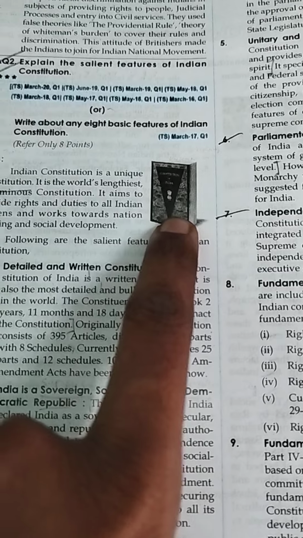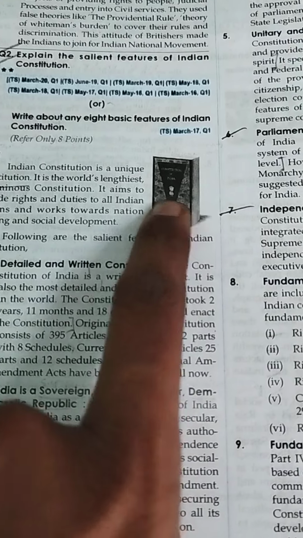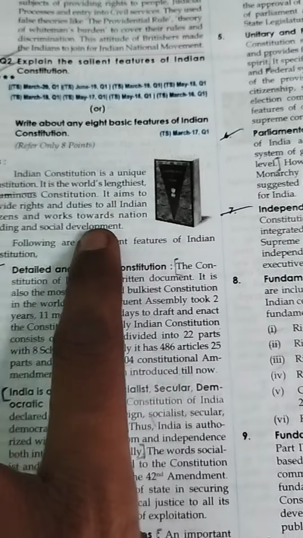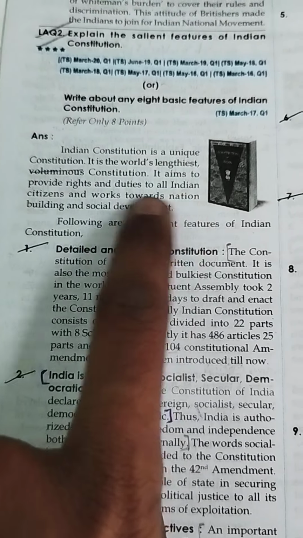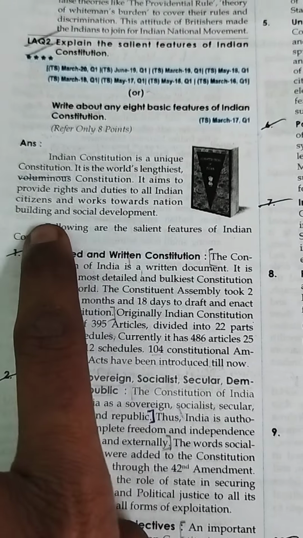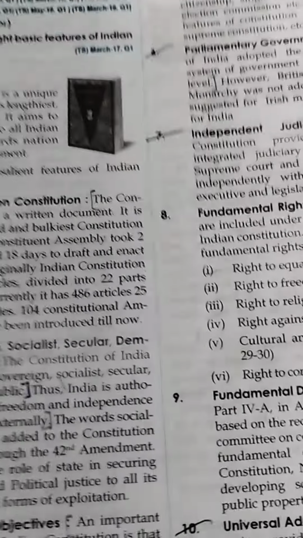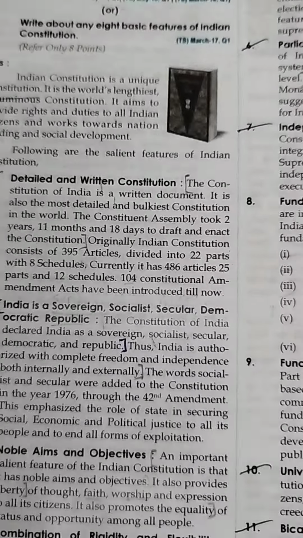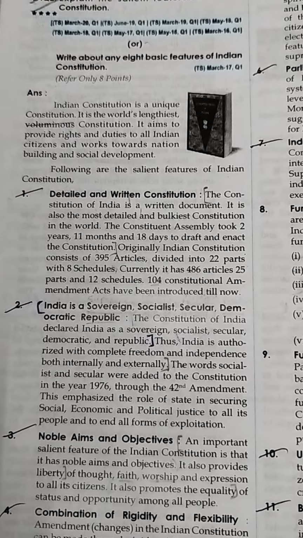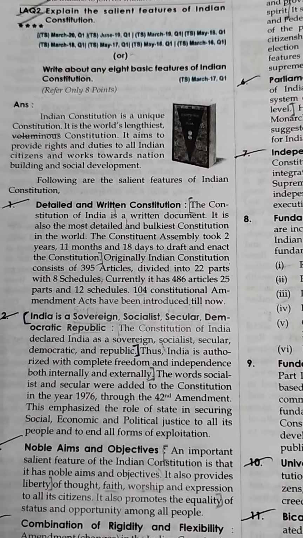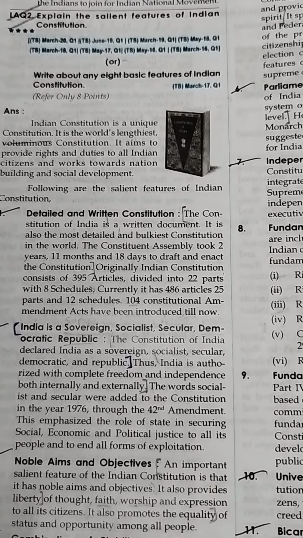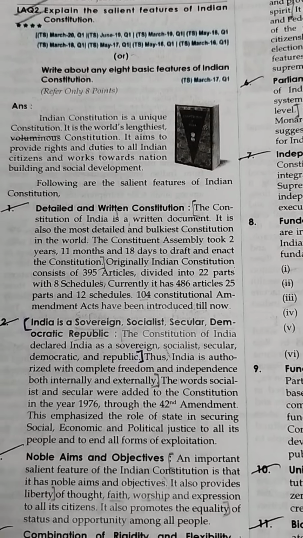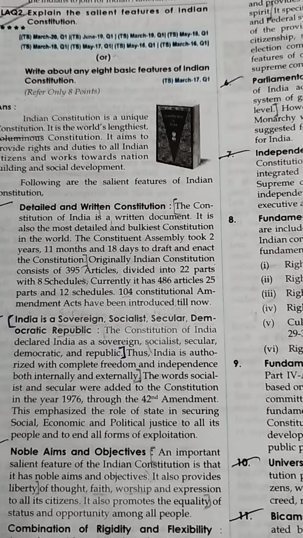The Indian Constitution defines its aim to provide rights and duties to Indian citizens and work towards nation building and social development. What is the aim of the Indian Constitution? It is to provide rights and duties to whom? To all Indian citizens, and work towards nation building and social development.